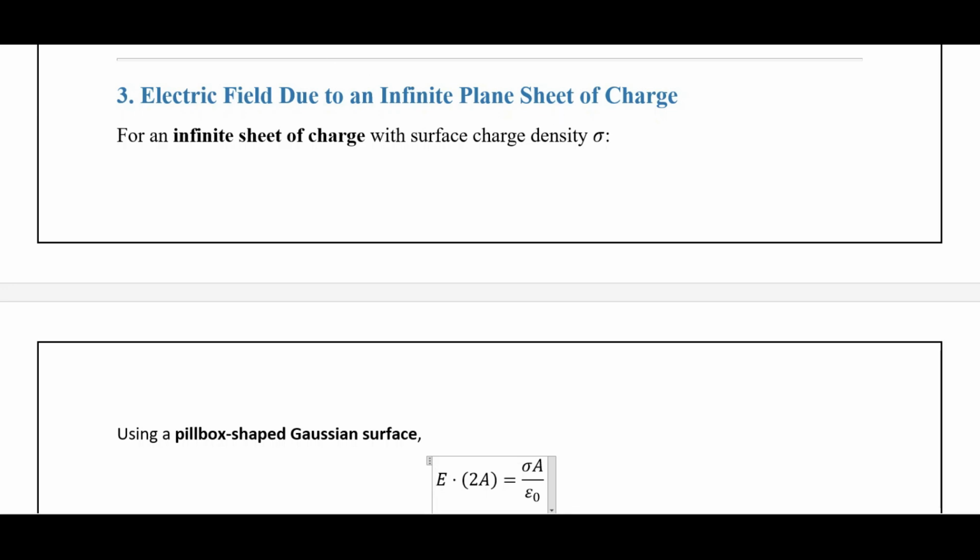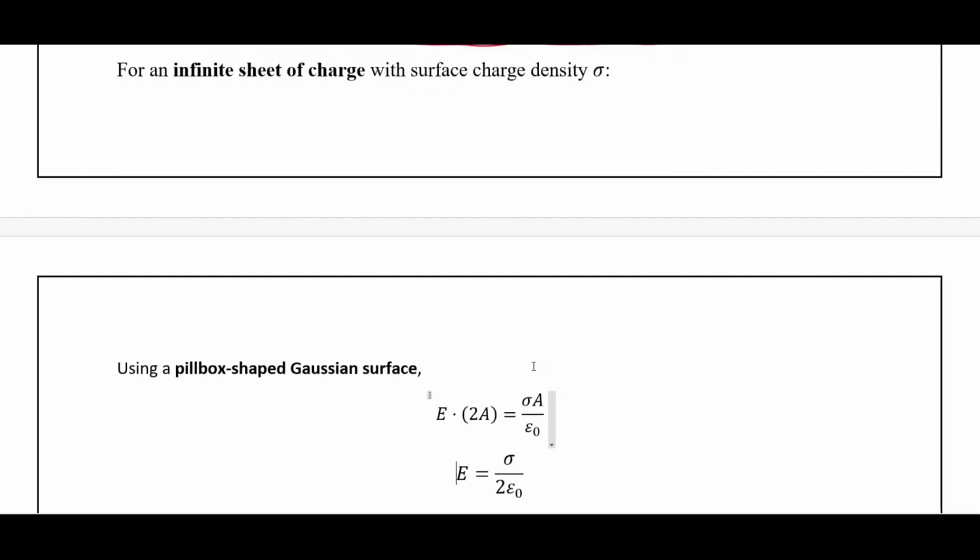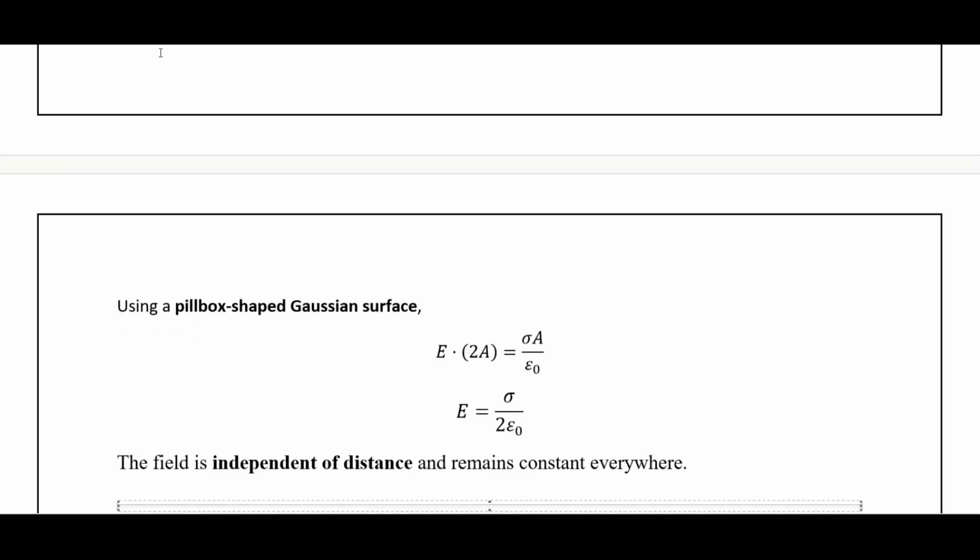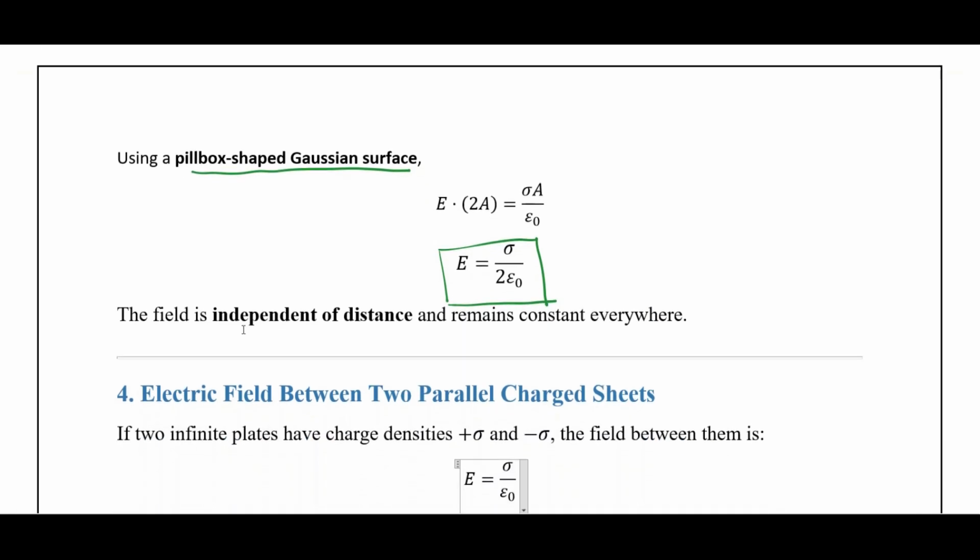The third one is the electric field due to an infinite plane sheet of charge. They have asked this most times. By learning this, definitely 80% of questions will be covered. We have to give either an MCQ or a detailed answer, using a pillbox shaped Gaussian surface. This is the most important. E is equal to sigma by 2 epsilon naught. The field is independent of distance and remains constant.